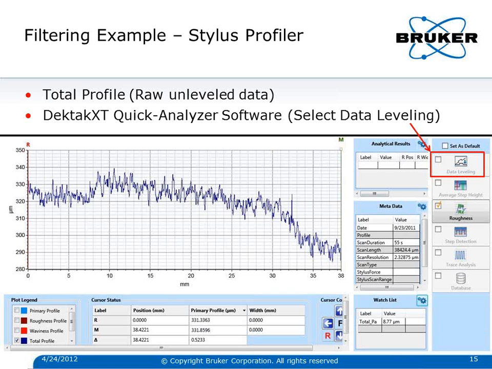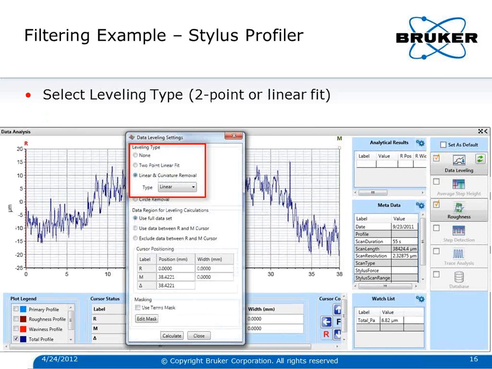So with the Dektak XT, you select the data leveling button, and the data leveling settings are displayed. When leveling, you need to determine what is the best or most appropriate leveling. You can either do two-point leveling using cursors at two ends of the profile, and it will level the data based on those cursor intercepts and make both those cursor intercepts 0.